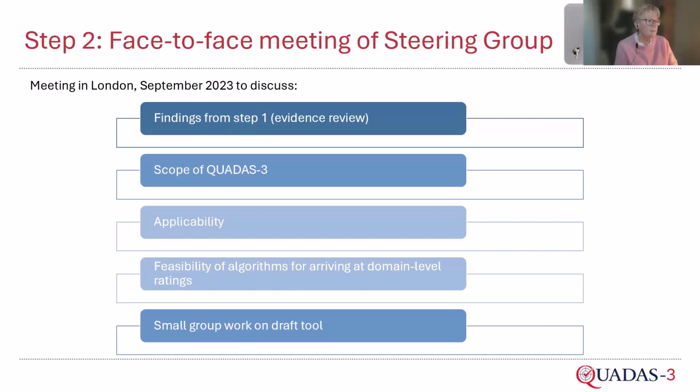We considered the feasibility of using algorithms for arriving at domain level ratings. These are present in other risk of bias tools, but we actually concluded that it was just a bit too complex and would not help users of the tool to have these. And then we undertook some small group work to come up with a first draft of the tool.